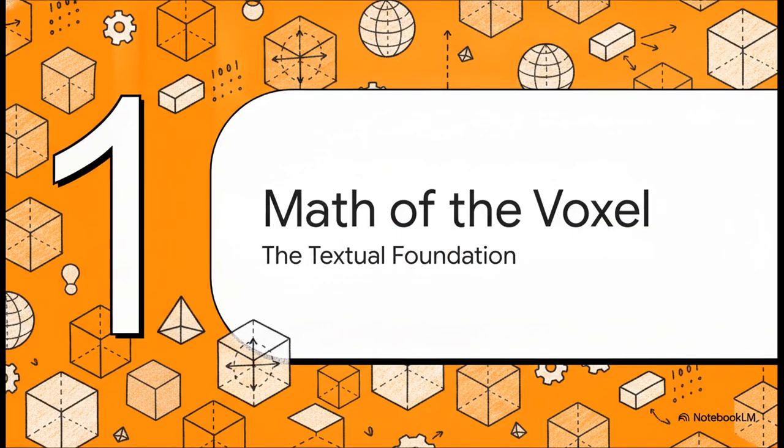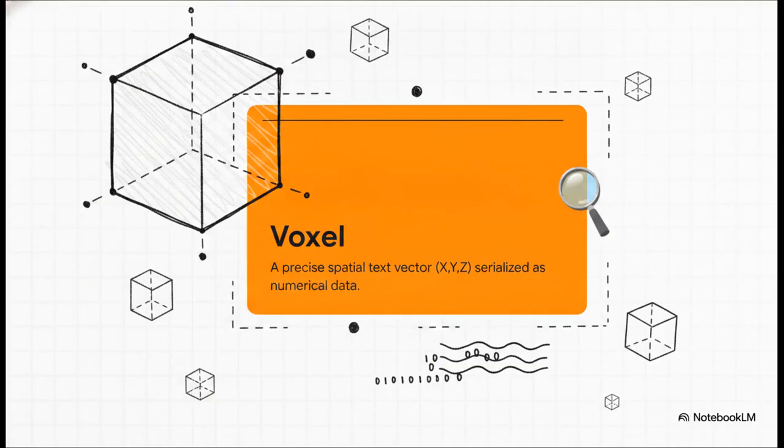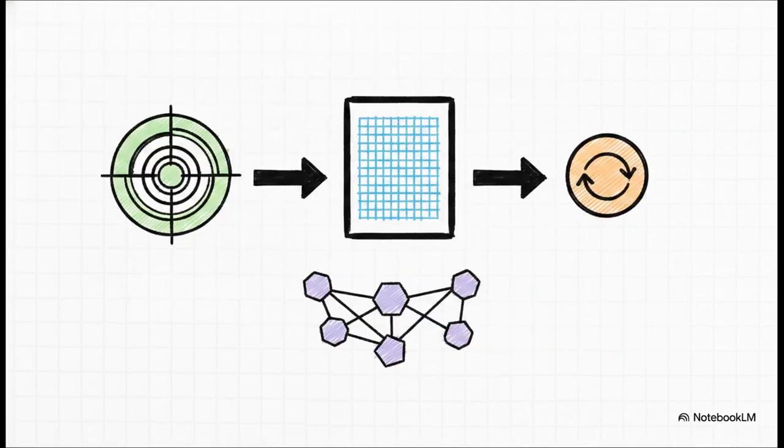All right, part 1, the math of the voxel, the textual foundation. Let's strip away all the visuals and look at the absolute base of the world. At its core, a block in a voxel engine isn't a physical object at all. It has no mass, no actual shape. It's really just a textual instruction waiting to be interpreted by a machine, a highly precise spatial text vector serialized as raw numerical data. All this spatial data is stored in what are called NBT, or named binary tag files.